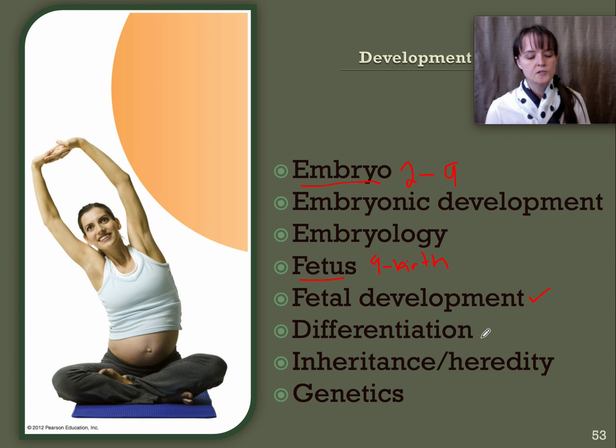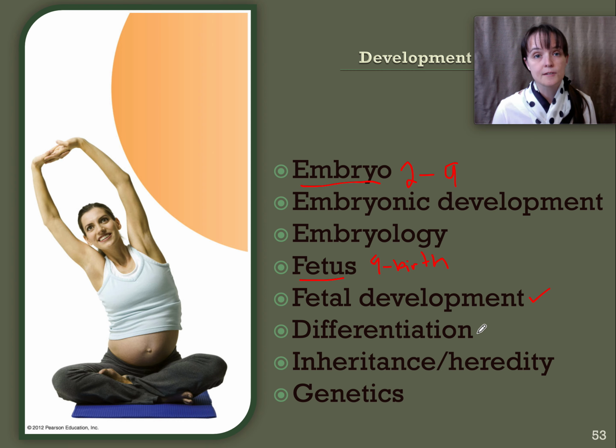Differentiation is when you form the different types of cells. Differentiation is when you go from a single-celled zygote to lots of different types of cells: liver cells, bone cells, skin cells, hair cells. All of these different cells include the same DNA. And so turning some of that DNA on and some of it off and specializing is called differentiation.